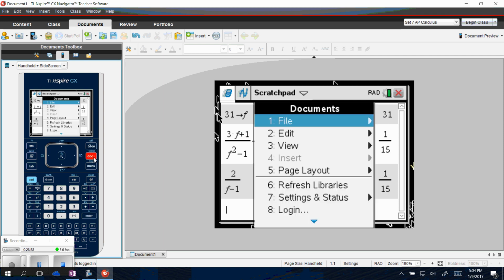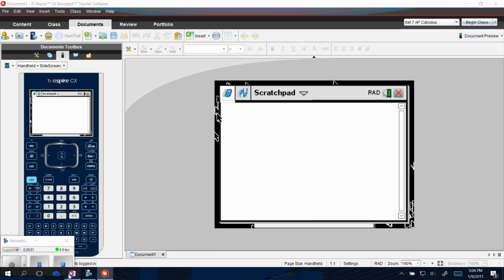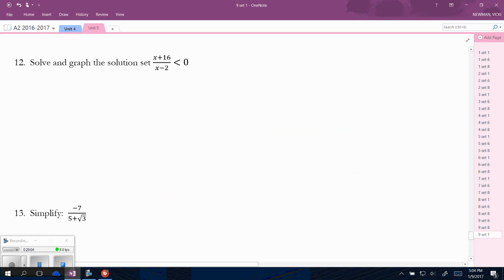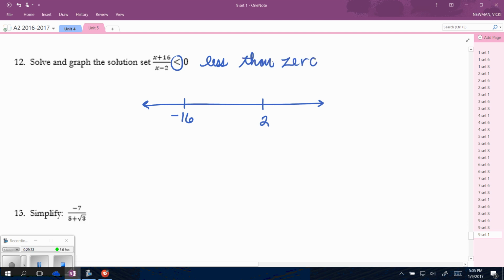Okay, Doc B. Solve and graph the solution set. Okay, so first thing you need to do is factor if you can. No, you can't. There is no squared. That is not a minus. Just leave it alone. That is just x plus 16. The two critical values, the number that makes the top 0 is negative 16. The number that makes the bottom 0 is positive 2. This is less than 0. No equal to's, so open circles.